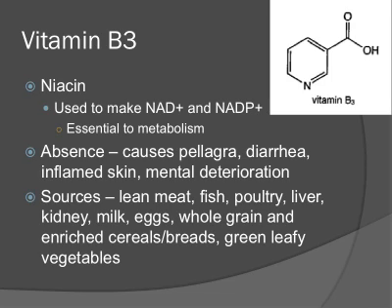We can also get sources of this vitamin through lean meat, fish, poultry, liver, kidney, milk, eggs, whole grain, enriched cereals and breads, and green leafy vegetables. As you start to go through this, you're going to really start to see some commonality in the sources. If you really pay attention, liver is almost on all of these sources, so that's a very good source for the vitamin B complex vitamins.